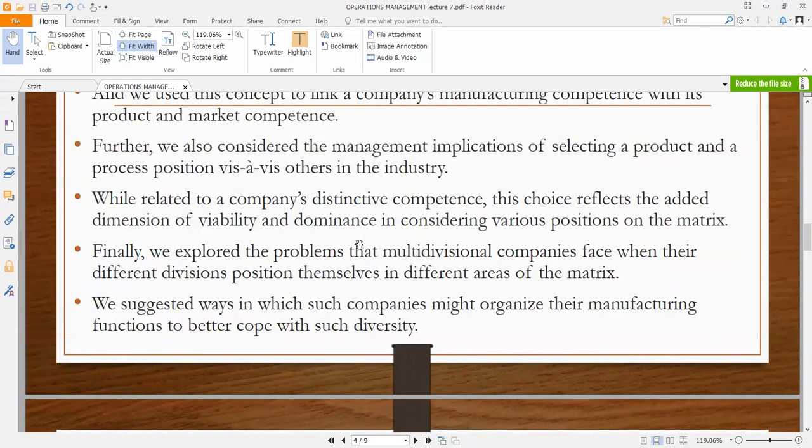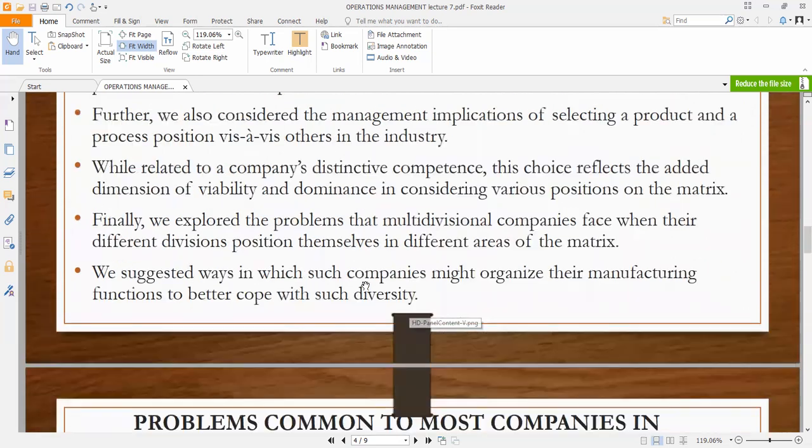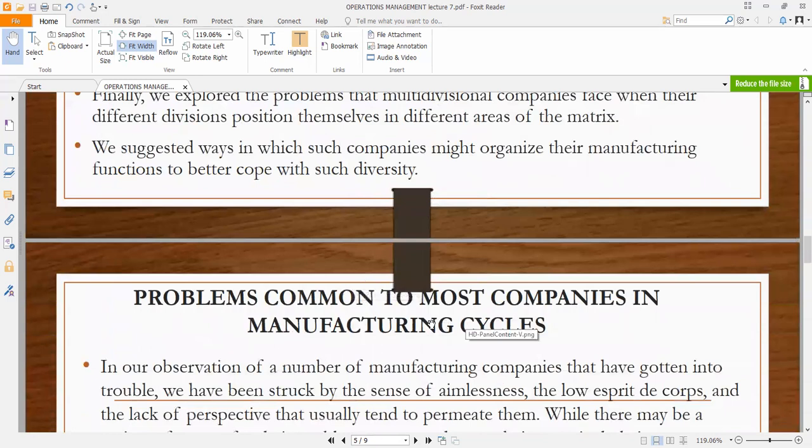Okay, now that is about the product matrix. Now here we're just looking at stages to which a company might evolve its production system. Okay, now as you go from low levels to high levels, you see complexities in these concepts. Now let's look at the most common problems faced by manufacturing companies as they go through the product cycle or the process cycle. So we're talking about problems common to most companies in manufacturing cycles.